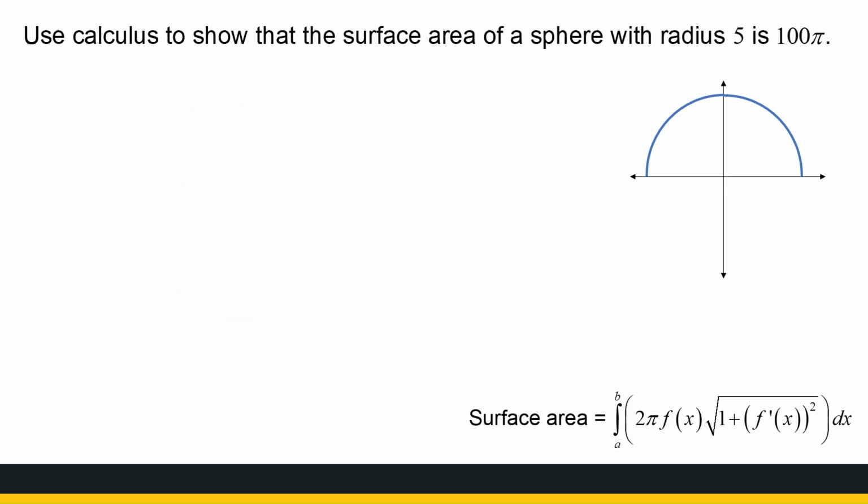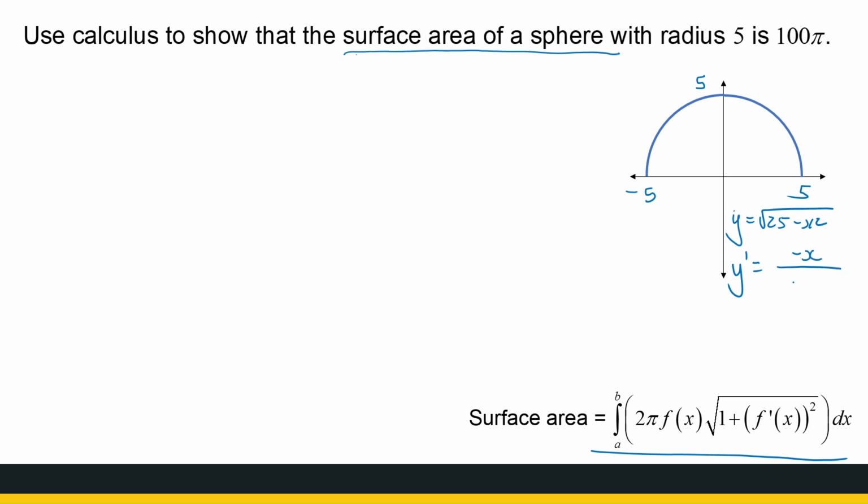All right, now the same thing, we're looking at this half circle, but we're looking at the surface area of a sphere. So if I rotate that half circle, the surface area of the sphere is calculated with this formula. So I've got from minus 5 to 5. I know my function is the root of 25 minus x squared. I'm going to need the derivative. I've already seen in the arc length section, this is minus x over root of 25 minus x squared.